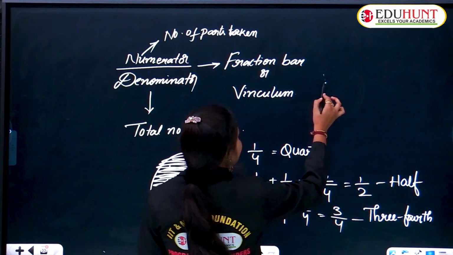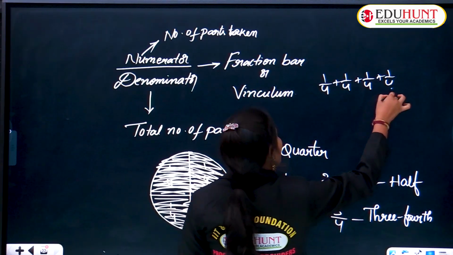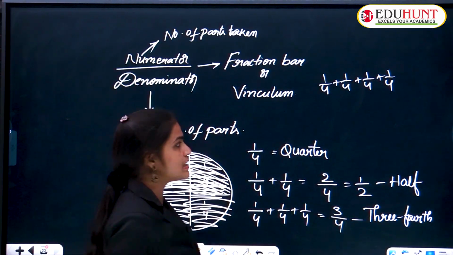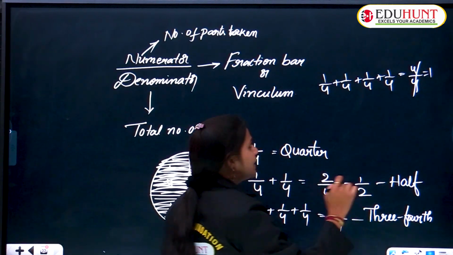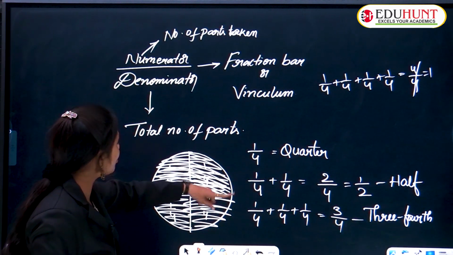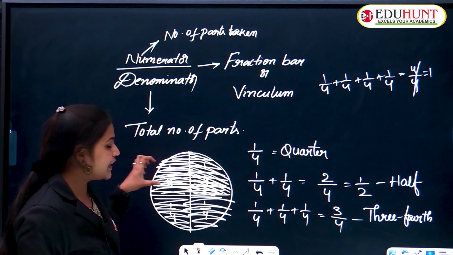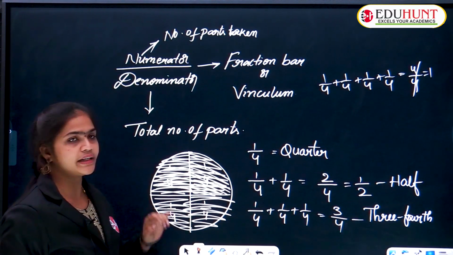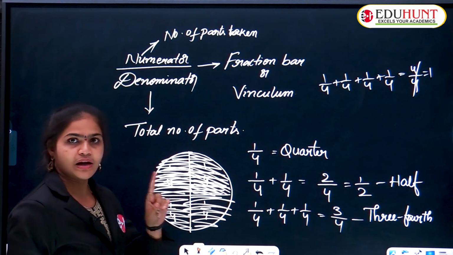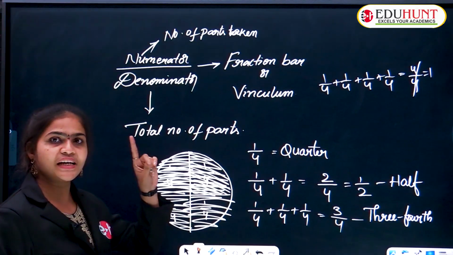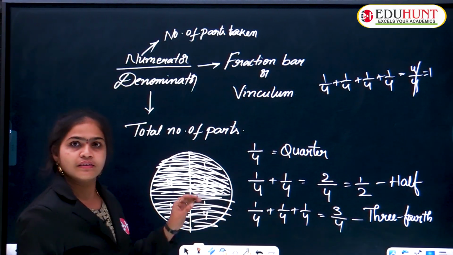If you want to fill it completely, then 1 by 4 plus 1 by 4 plus 1 by 4 plus 1 by 4. How many 1 by 4s are there? 4 1 by 4s are there. Then we can write it as 4 by 4. 4 and 4 get cancelled. Finally, we get one part, which means the total figure is shaded. This is the complete figure. Understood? This is about fractions.